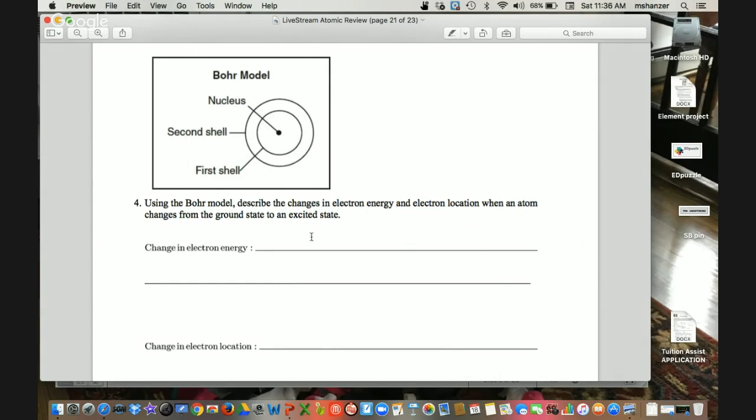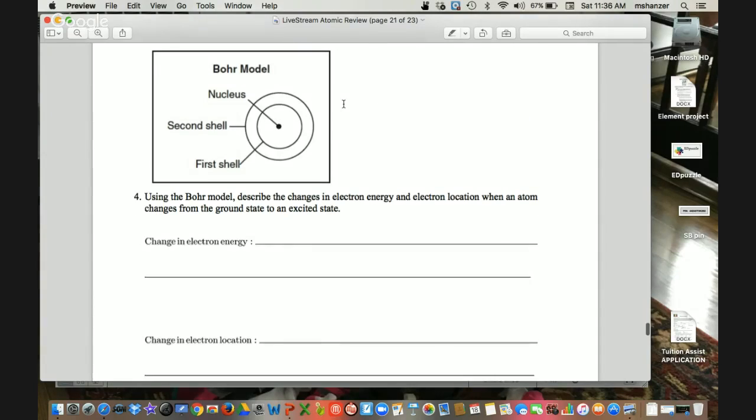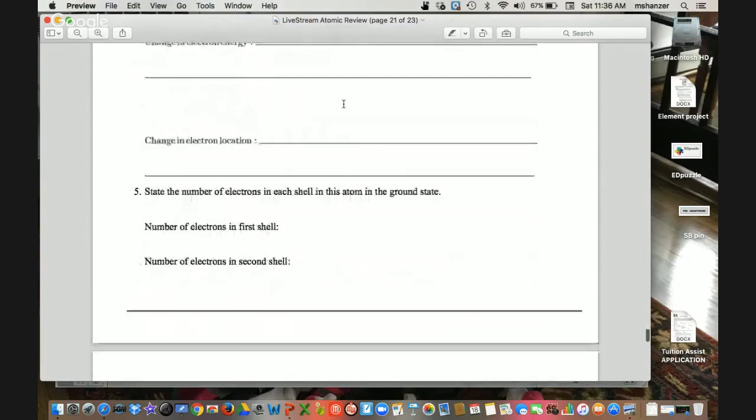And just as a side note, as electrons get further and further from the nucleus, although they are all the same electron, the further they are from the nucleus, the more energy they actually have to possess in order to maintain their location. So that's a simple question.